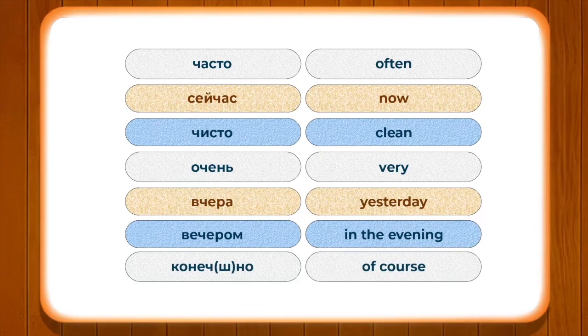So you can use these new words in your own communication. You can also see that there are some words which we use very often, especially the first word itself, which means often, часто. Сейчас means now, and вечером, конечно, очень are very often used words in Russian. So I would like to suggest that you all note them down and use them in your own sentences, and then you can communicate with your family and friends. Alright, now let's go to the next part.